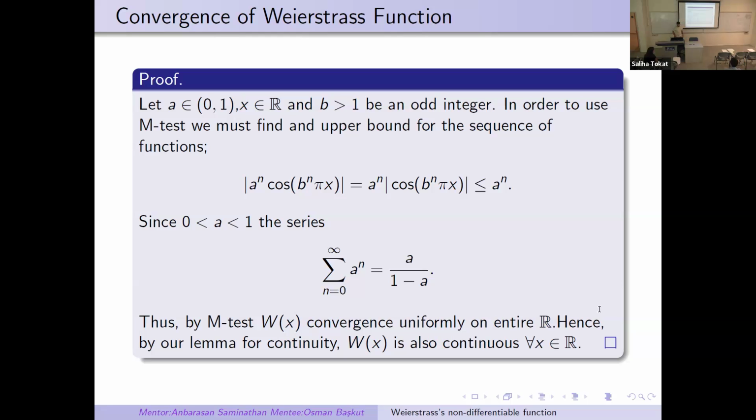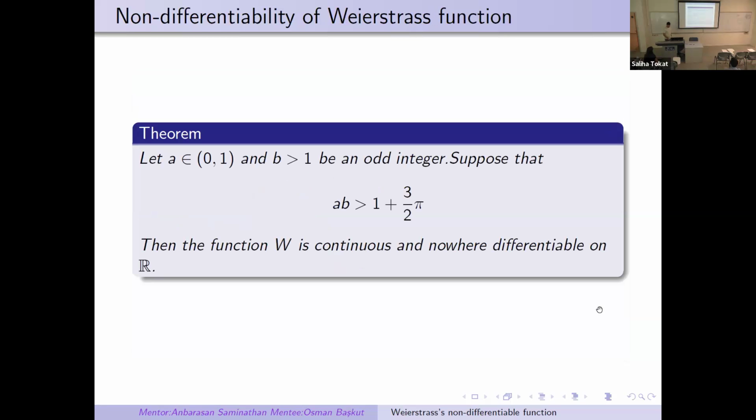So we can say by the M-test that the function converges uniformly on the real line, and by our lemma we know it's also continuous, because this series is convergent and the cosine function is continuous everywhere. So we can say that the Weierstrass function is continuous.